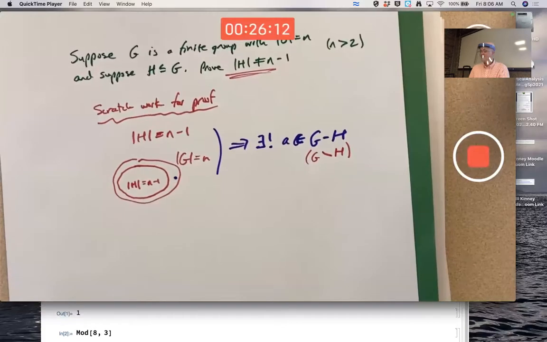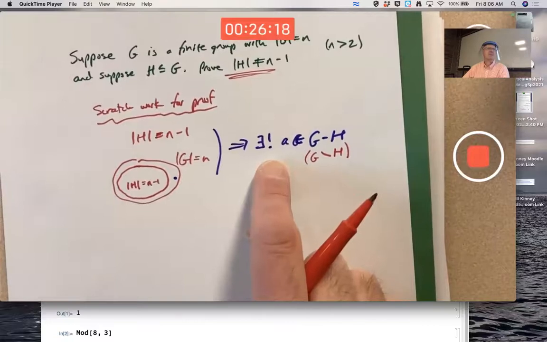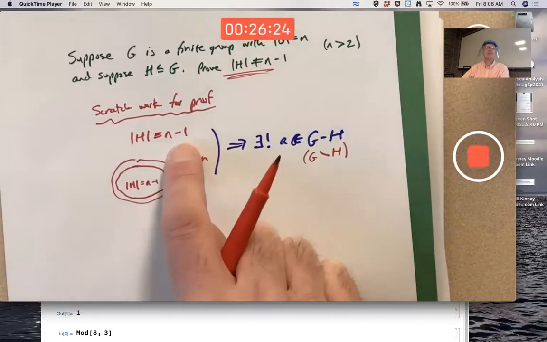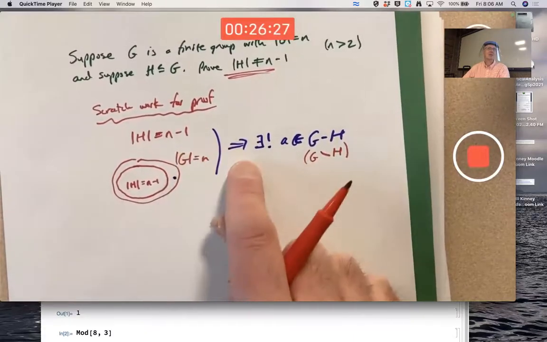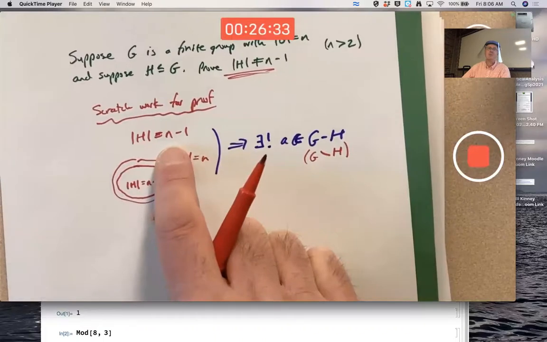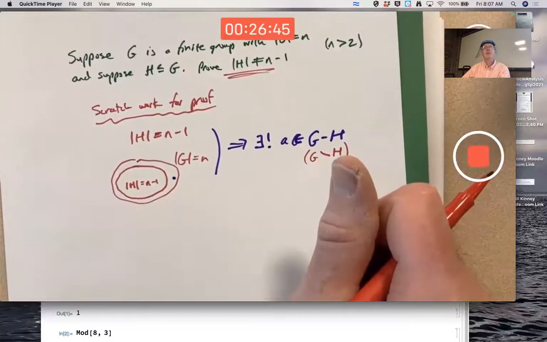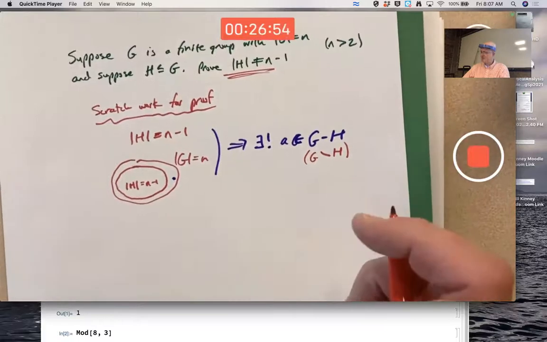Okay, great. So there's a unique element in G but not in H. That uniqueness must be important for this proof, perhaps. If this was n minus 2 instead of n minus 1, then we'd have 2 elements. Maybe it's possible the order of H can't be n minus 2 either, and in fact that's true if n is greater than 3, at least. No, that's not quite true. n would have to be greater than 4, because groups of order 4 can have a subgroup of order 2. So n would have to be bigger than 4 in that case.